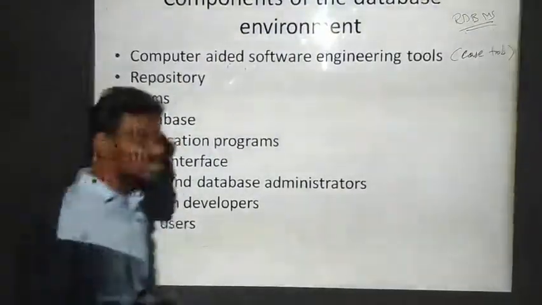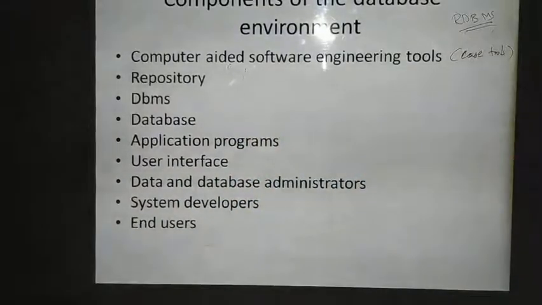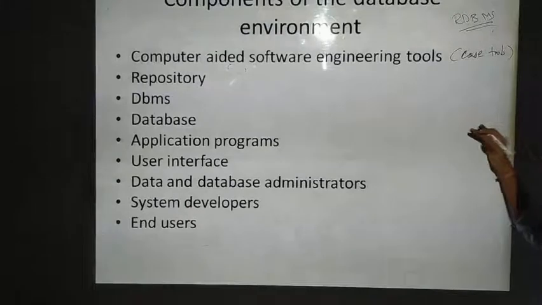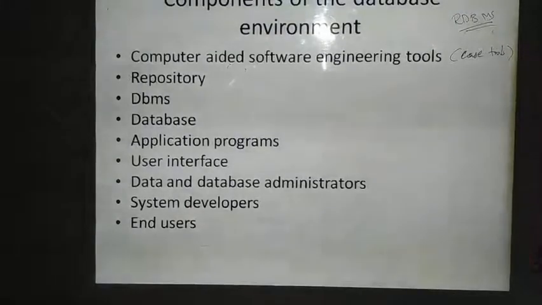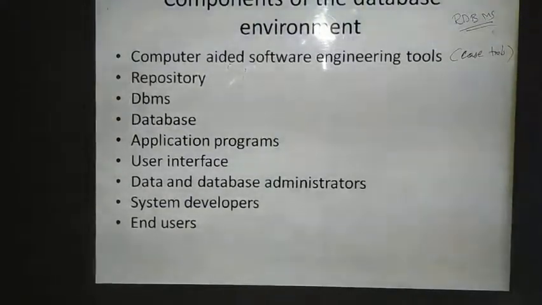In order to design our database also, we make use of this software, so that we can have a database design and the application programs that we could develop for our database. That is what computer aided software engineering is. The second component that we have is the repository.